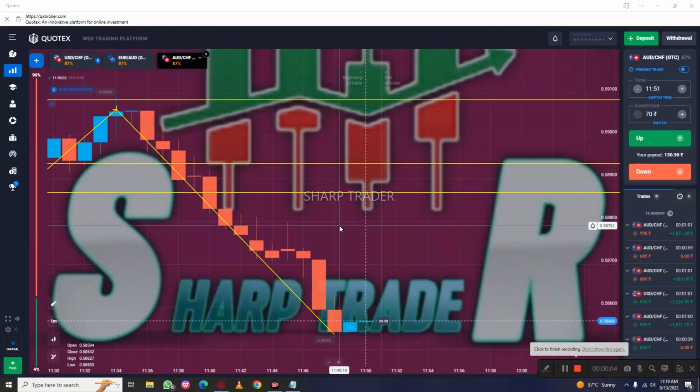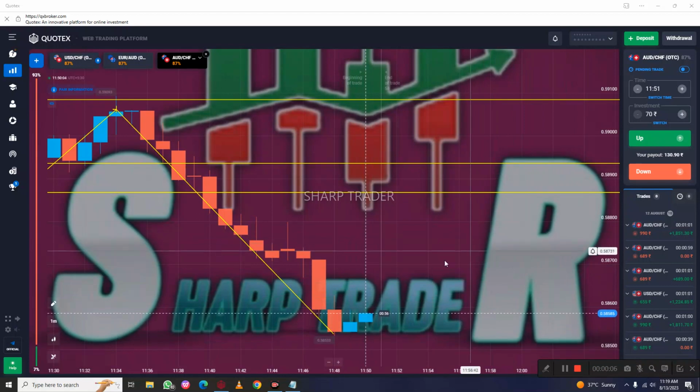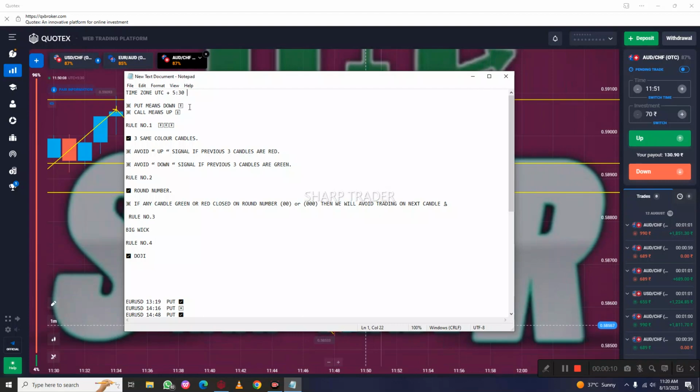Today we will learn about all the rules which are important to be followed in our advanced signals. So let's move towards the rules. Rule number 1 is 3 same candles. It is the easiest rule of all the rules. It means avoid up signal if previous 3 candles are red.